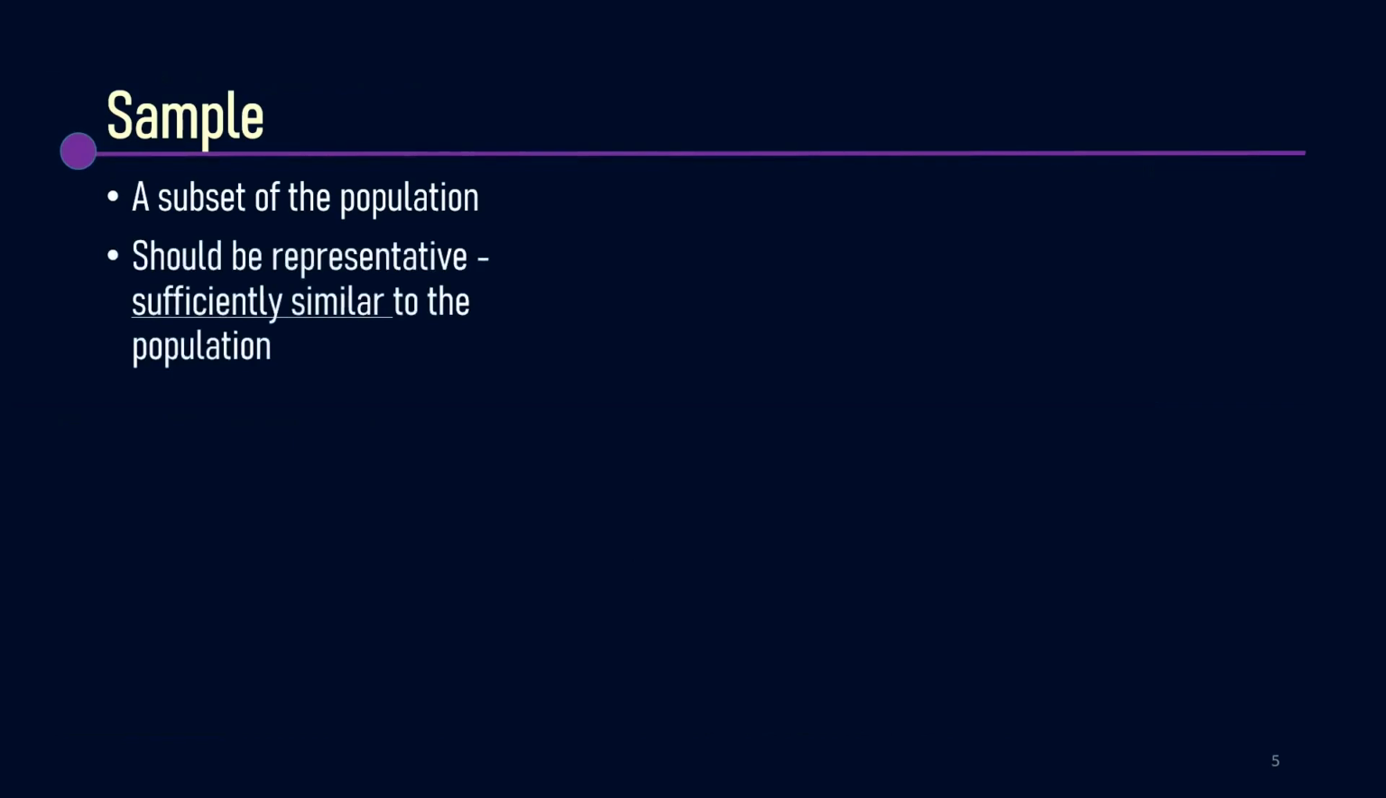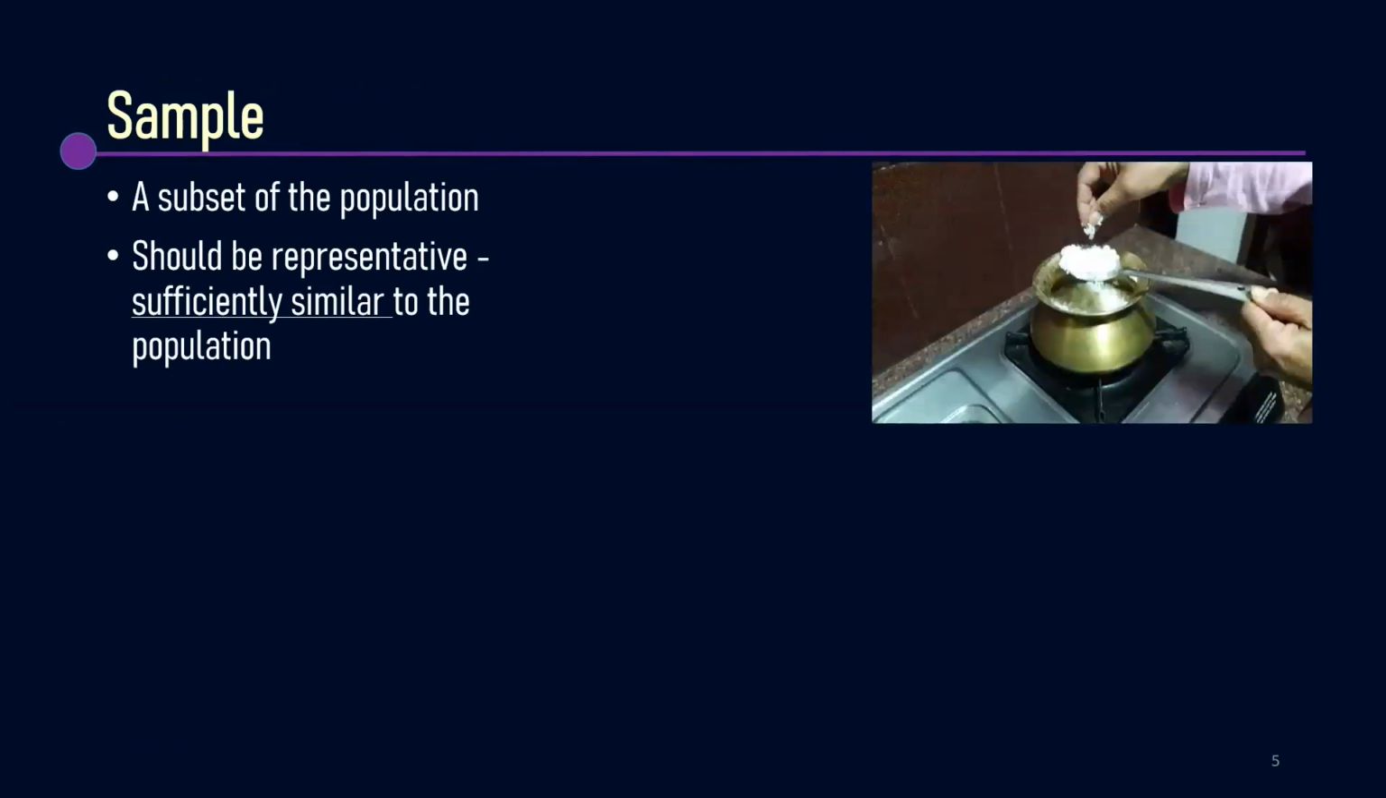That takes us to the next slide, which is a sample, which is nothing but a subset of the population. Our aim as a good researcher is to make this sample representative, which means sufficiently similar to the population, so that we can draw conclusions quite confidently.